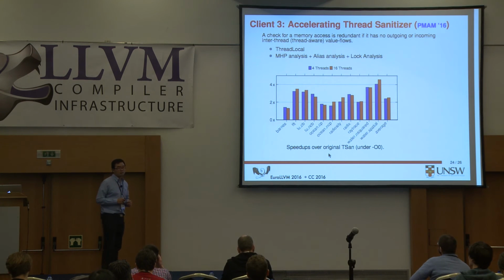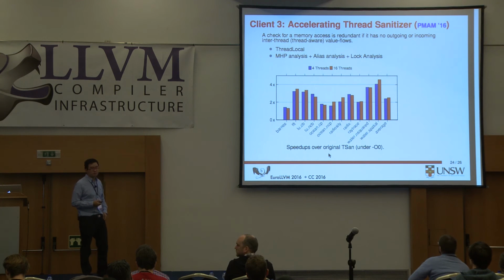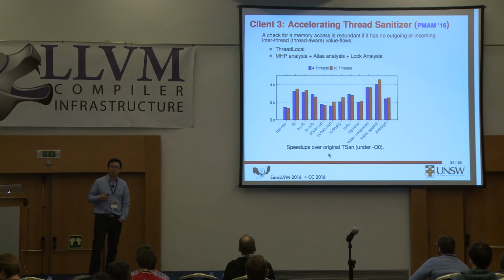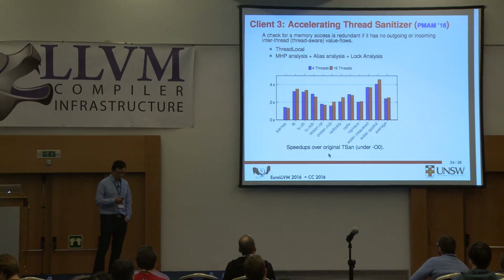The underlying technique is that we use the pointer information to identify thread-local memory accesses, and with the MHP or may-happen-in-parallel analysis, alias analysis, and lock analysis, we remove redundant checks. This graph shows roughly the speedup compared with the original TSAN. It's roughly around 2.3 times faster than the original TSAN. This work has been published in PPoPP, so the details can be seen in this paper.